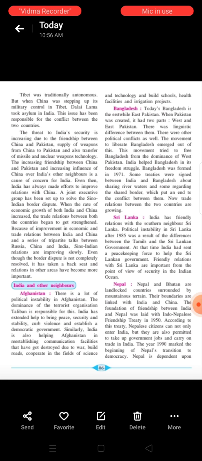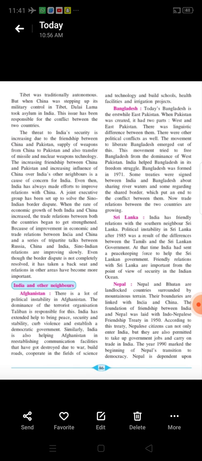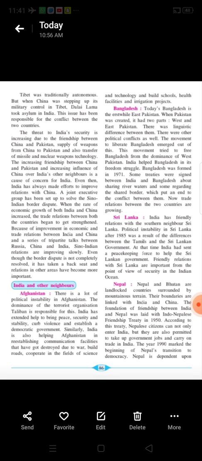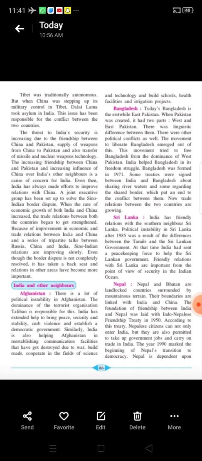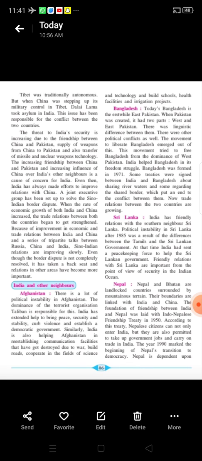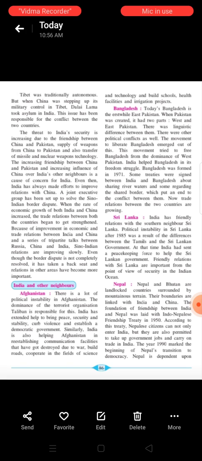Okay. Yes, children. The next country, the third one, that is India and the other neighboring country. The name is Sri Lanka. Now, children, in Sri Lanka, it is said that there is what? The political instability in Sri Lanka was the result of the differences between the Tamils and the Sri Lankan government. So here, India had sent a peacekeeping force. It was in the year 1987, to help the Sri Lankan government, and the friendly relations with Sri Lanka are important from the point of view of security in the Indian Ocean.